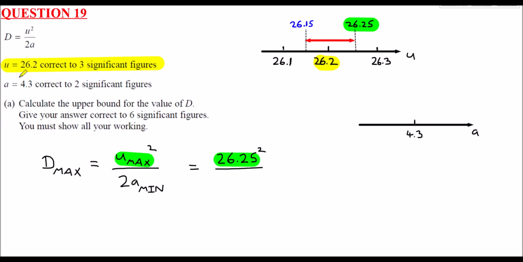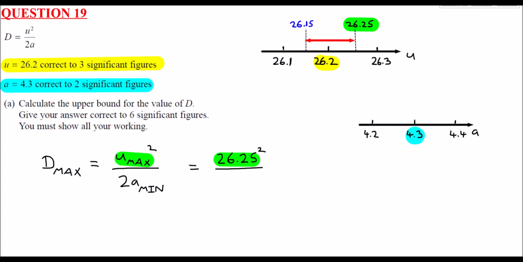Okay, so I'm saying that a is 4.3. So the next number up, given to 2 sig figs, would have been 4.4. And the other number on the other side would have been 4.2. So because it's rounded to 4.3, that's saying that a must be on the side closer to 4.3 than 4.2.